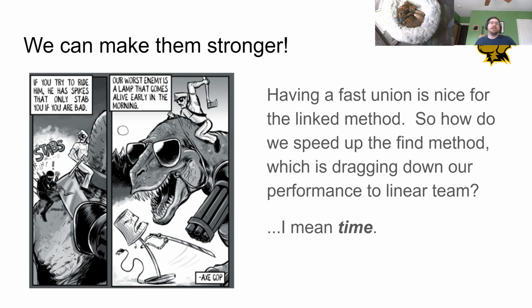So Axe Cop doesn't just have a patrol car. Axe Cop has a Tyrannosaurus Rex that he rides, with Gatling guns for arms. Axe Cop couldn't settle for those little arms, so he has Gatling guns that he controls with his little arms. If you try to ride him and you're not Axe Cop, he has spikes that will stab you if you're bad. I think Wexter is the name of the T-Rex.